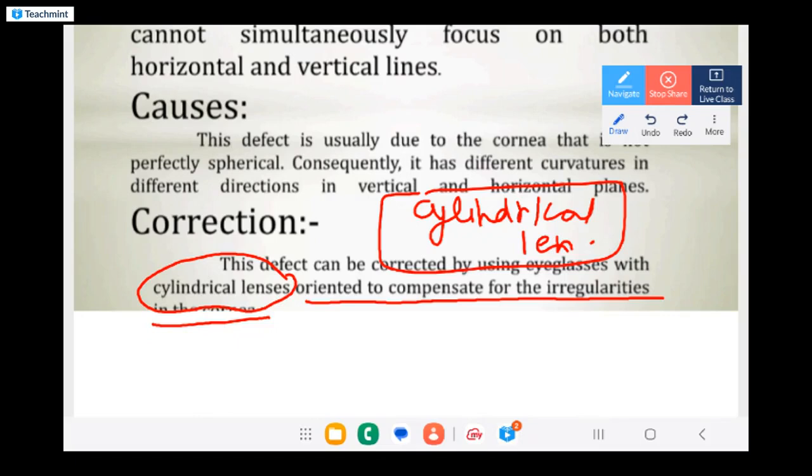Okay, all the points are clear. Even the defects have been discussed, and all the reasons for the defects and what correction is required is also covered. Any doubt and any question regarding whatever we have completed so far?